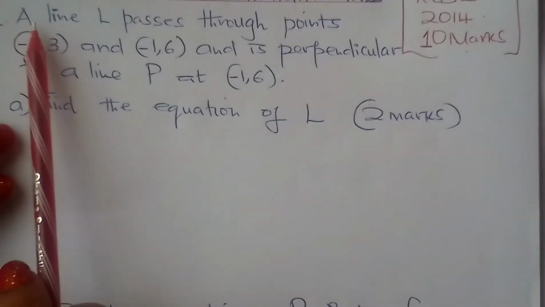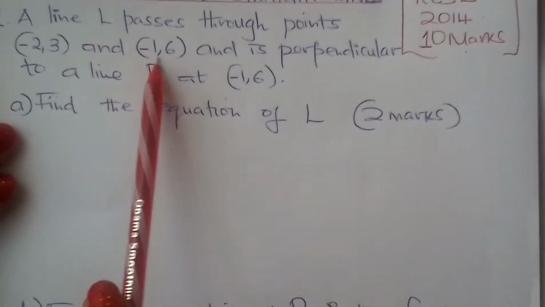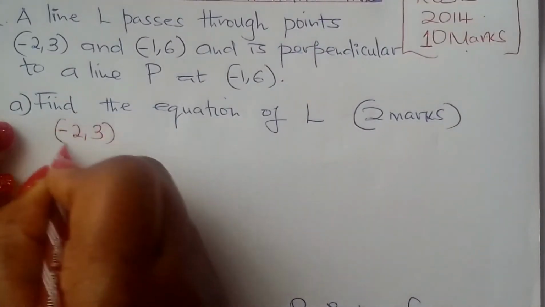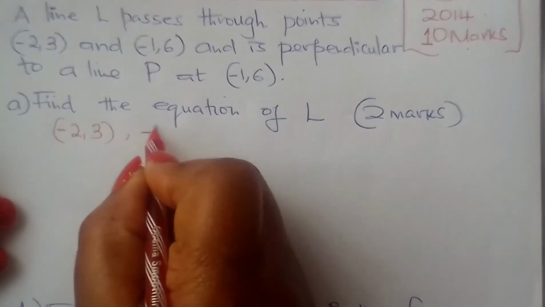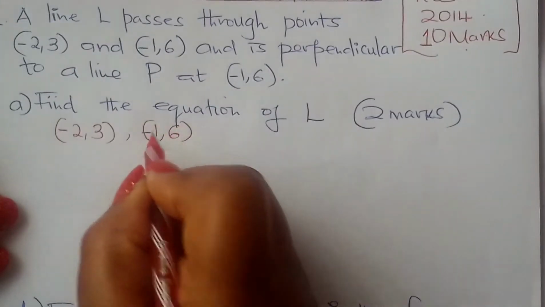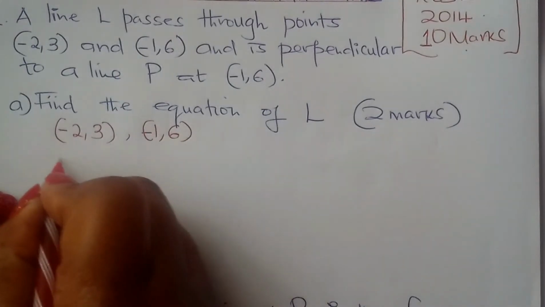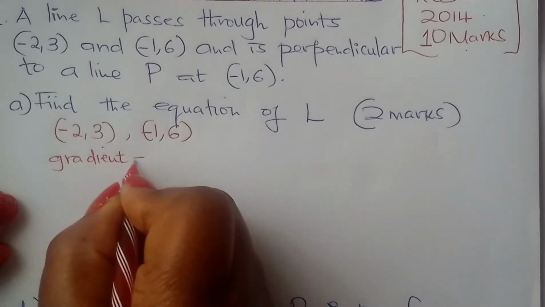We are told that the line L passes through these points. You write them down, learner. So (-2, 3) is there and (-1, 6). The line passes through these two points. So the first thing is to find the gradient of this line. What is the gradient of our line?